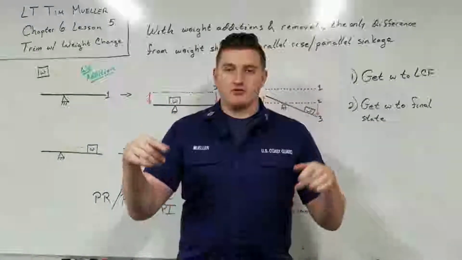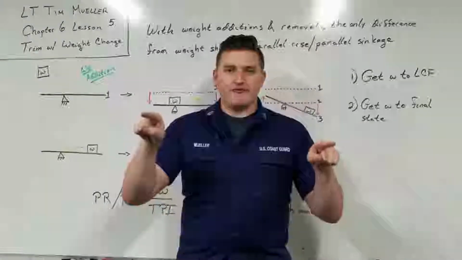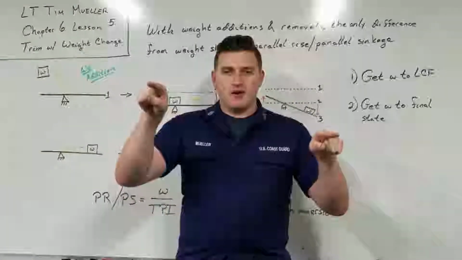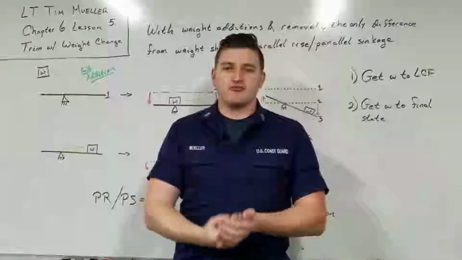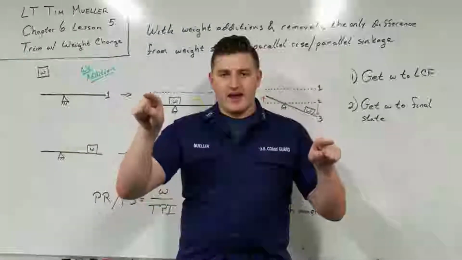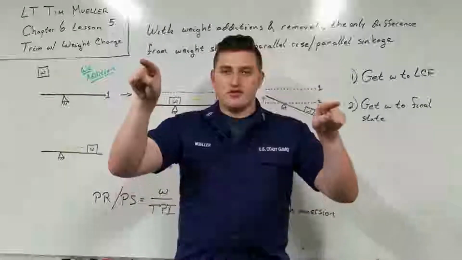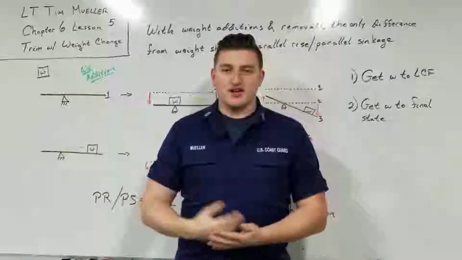Same thing with parallel rise. Parallel rise means that forward and aft both rise parallel. So if we do the same thing, remove 100 long tons, so we get the ship rising 3 inches, the forward and the aft are going to rise 3 inches. So the drafts are going to change.